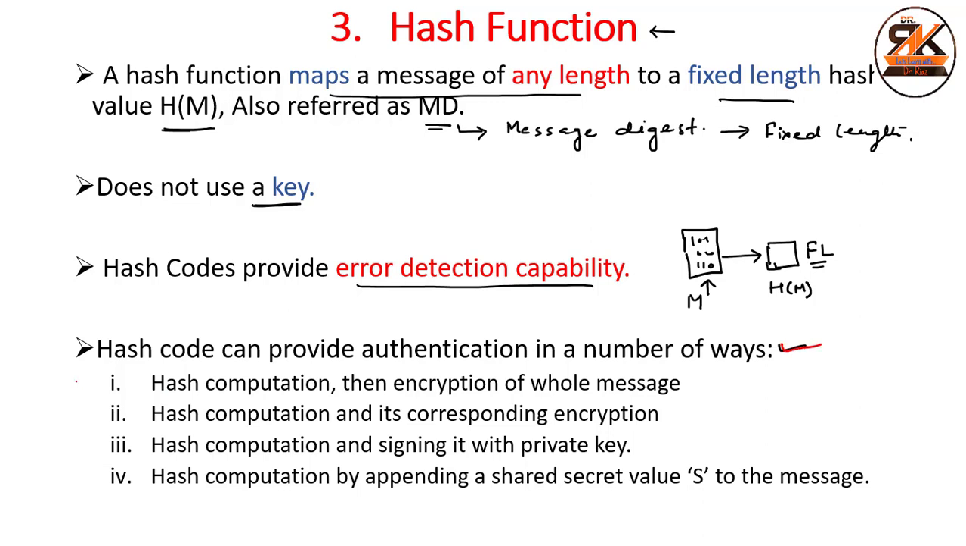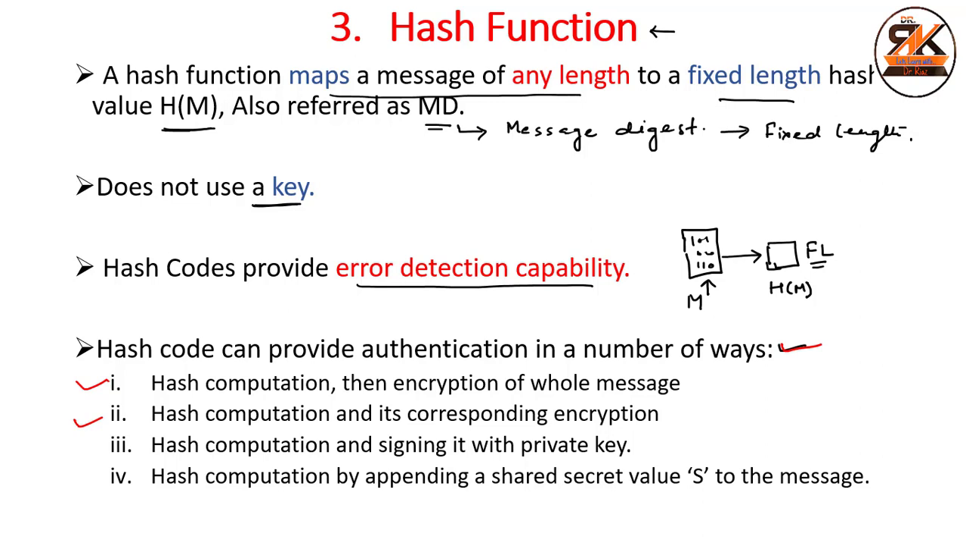First one is hash computation, then encryption of the whole message. This is similar to the previous process as we have studied. First, we compute the hash value and then we encrypt the whole message. But what is the difference from the calculation of MAC? In the MAC, we were using a key, but here we are not using any key. So it is not exactly similar to an encryption function, but it can provide a hash value or a message digest of fixed length.